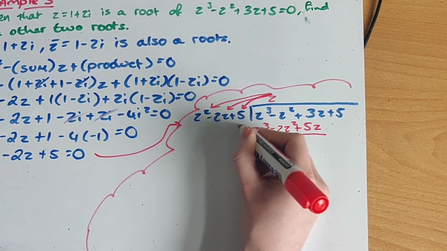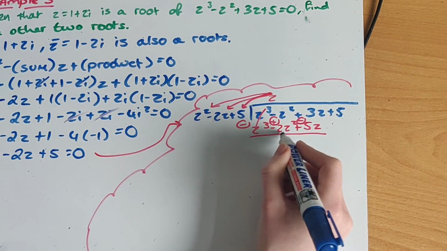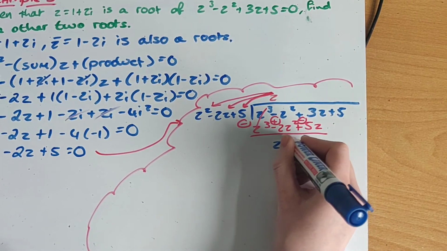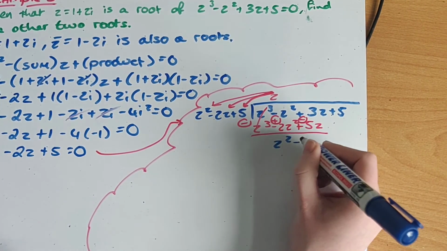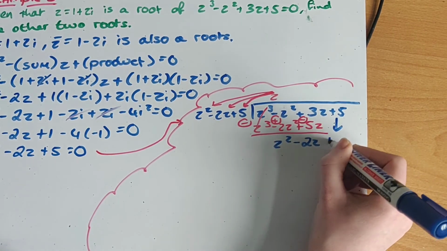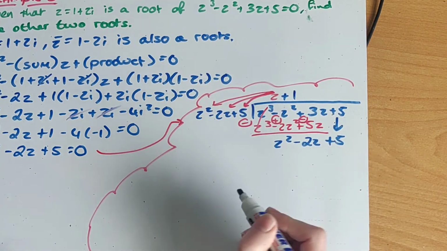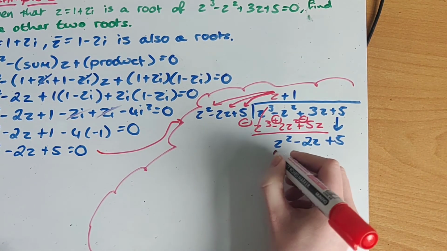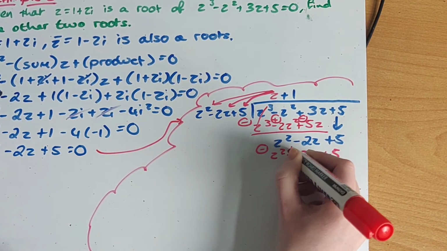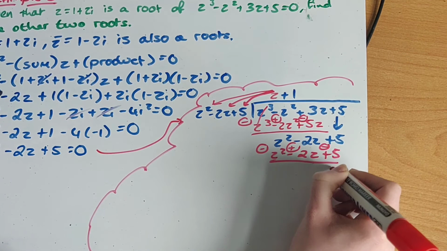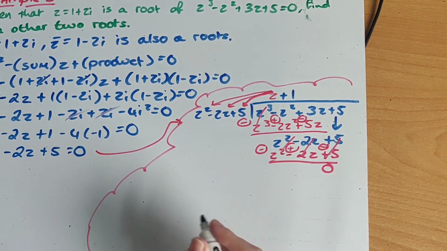I'm going to underline and change all the signs, which means the first ones cancel. I get 2z² minus z² gives me z², minus 5z plus 3z gives me minus 2z, and I bring down my plus 5. So now I can see to get z, all I need to do is multiply by plus 1, which will give me z² - 2z + 5. When I underline and change all my signs, all three cancel, which shows me that I have completed the long division correctly, and I have my last root.